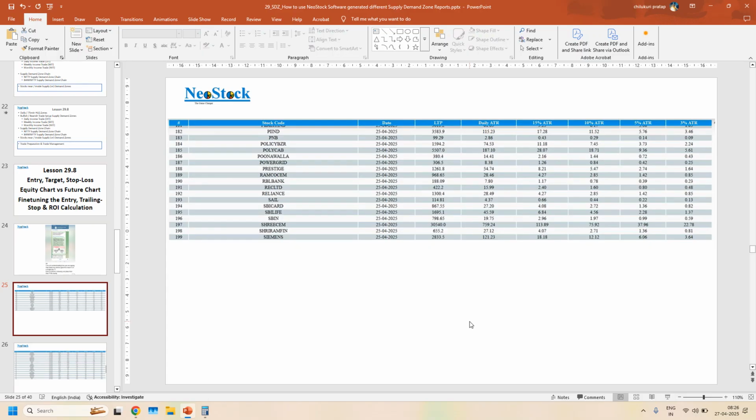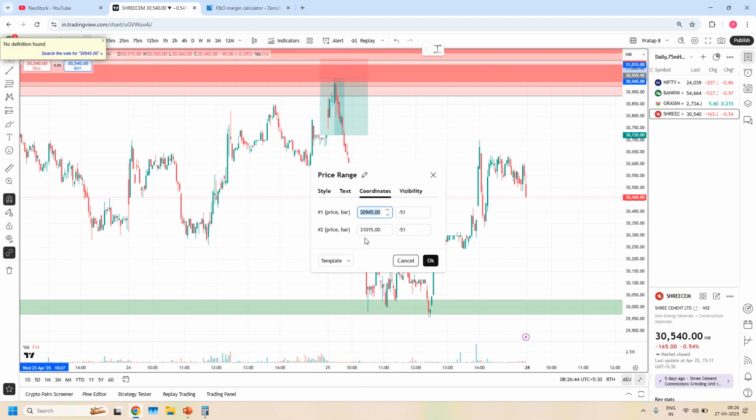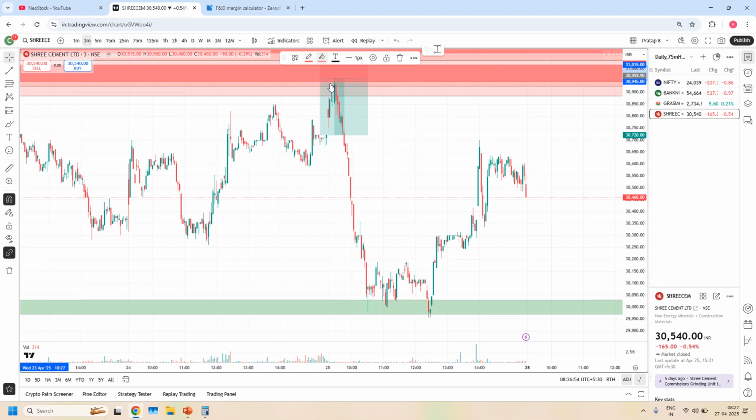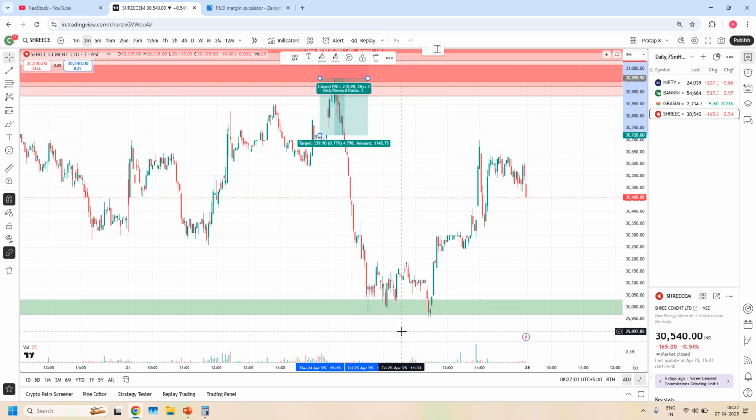Hope you got clarity. Because I rounded to 25, my stop buffer will be 25 rupees above the distal line. See, the distal line value is 31,015 rupees. Add 25 rupees to 31,015, that is 31,040 rupees. So that is what it is showing. The stop level is 31,040. Got it?